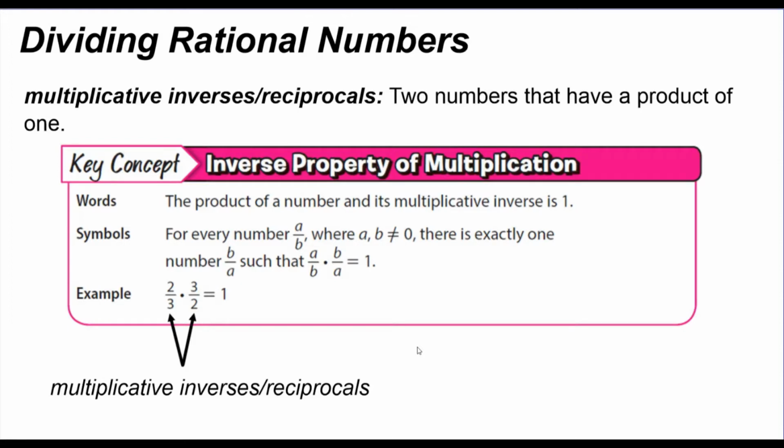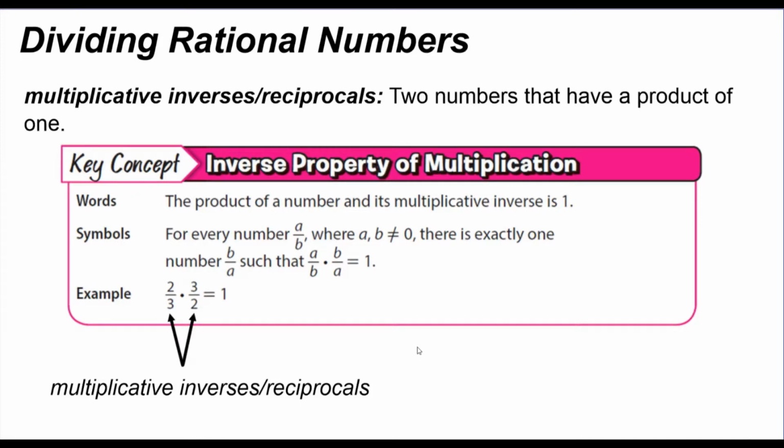And before we do that, we need to talk about this concept of a multiplicative inverse, otherwise known as a reciprocal. Now, multiplicative inverses or reciprocals are two numbers that have a product of 1. So when you multiply them together, you get 1. And that's an important thing that we're going to need to know to help us divide fractions.